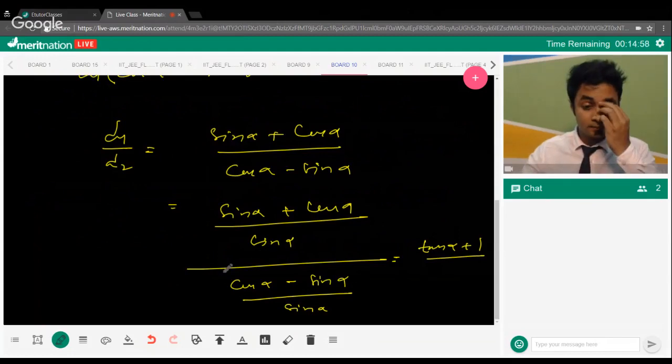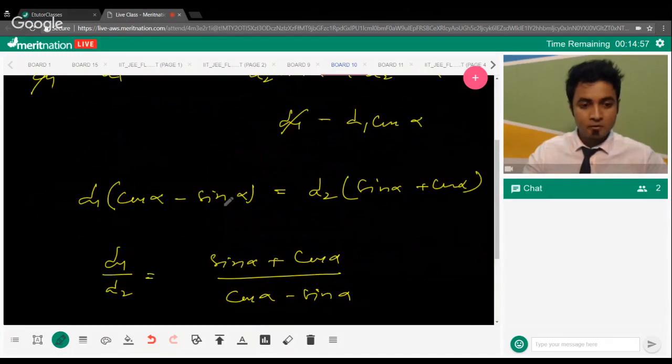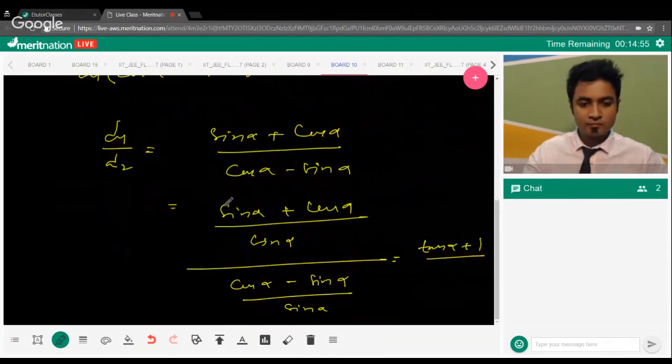Just a moment. Cos alpha minus sin. Oh, sorry, guys, I need to divide it with the cos alpha. Just a moment.